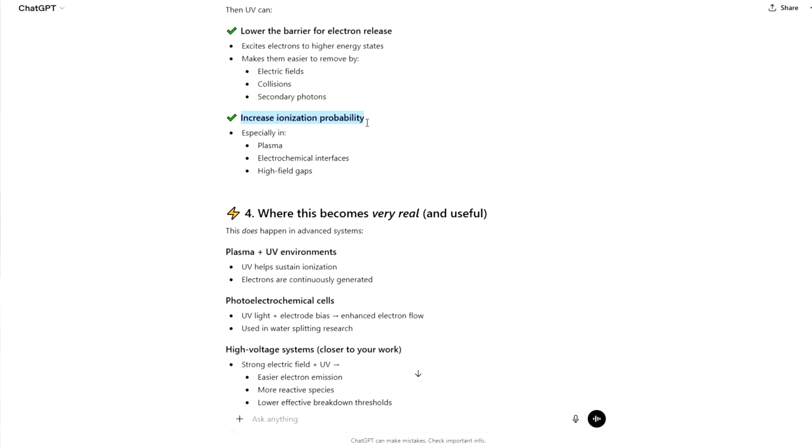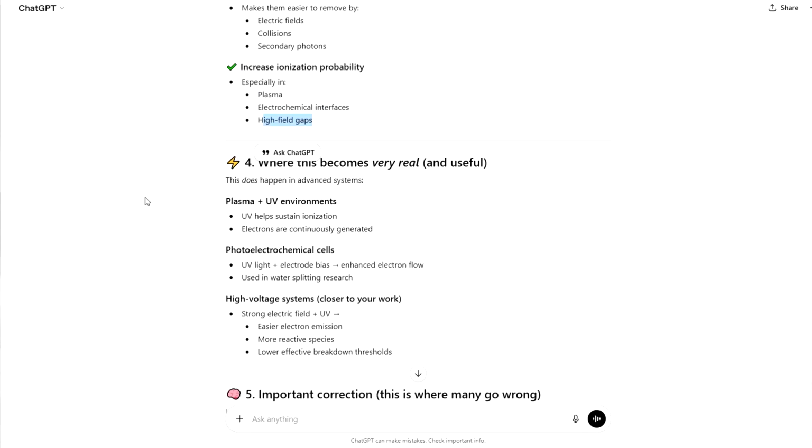Very interesting. So ChatGPT is basically telling me, yes, injecting UV light into the water as I'm splitting it apart, into the gas as it's split apart, can make electrons easier, more apt to be pulled from the gas or water. It'll increase ionization probability. Interesting. High field gaps right there.